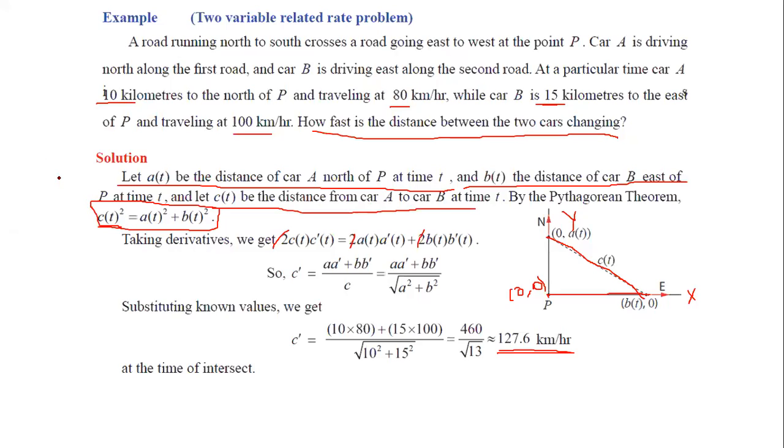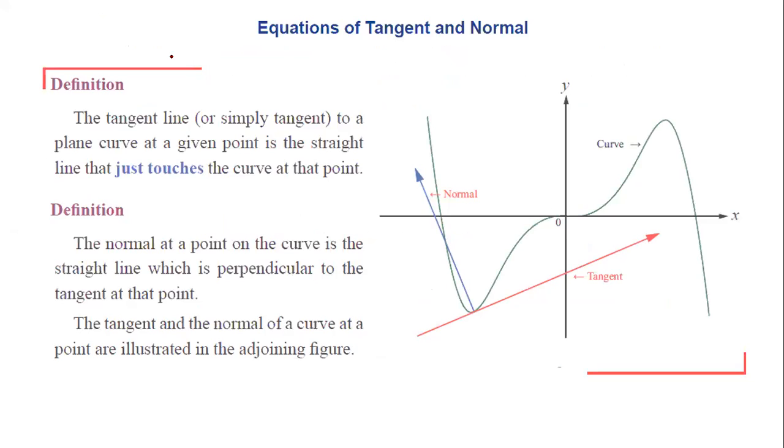The next topic is the equations of tangent and normal. Usually what is called a tangent: if you take any curve and take one point P on the curve, and draw the line passing through this point, that is called the tangent. The perpendicular line to the tangent is called the normal. That is the tangent, and this is the normal.